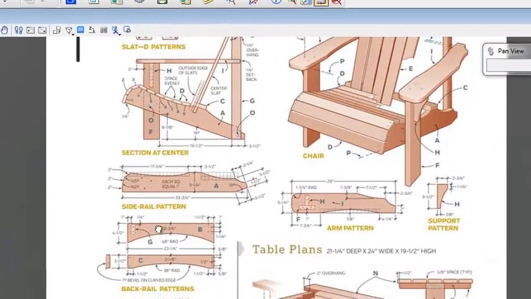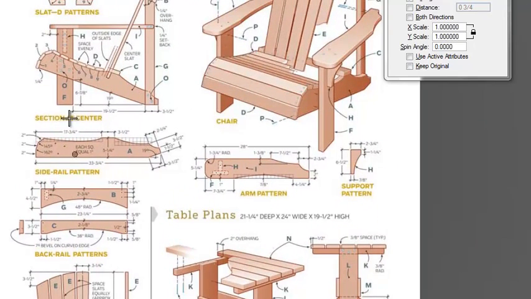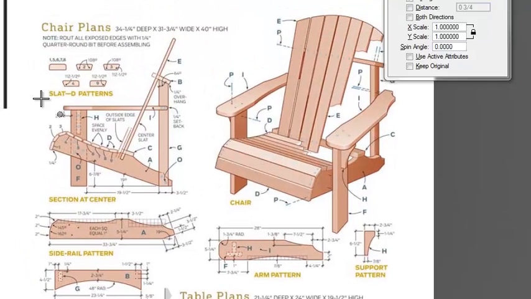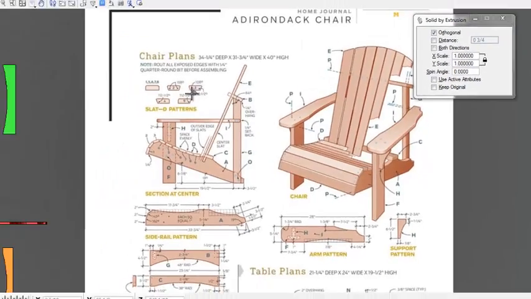A, B, C. Part D is our seat slats. Let's see, 31 3/4 inch wide. It says route all exposed edges with a 1/4 inch quarter round bit before assembling. So we're going to take these parts before we assemble it, and we're going to put a 1/4 inch fillet around the edges. Our slat D patterns, we have a couple of them. 1, 2, and 3 have some bevels on the edge.